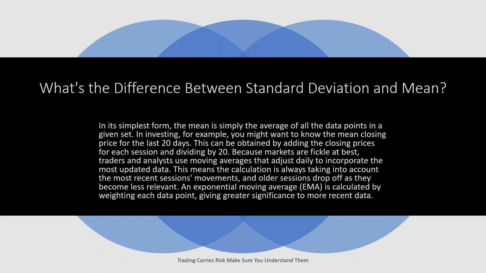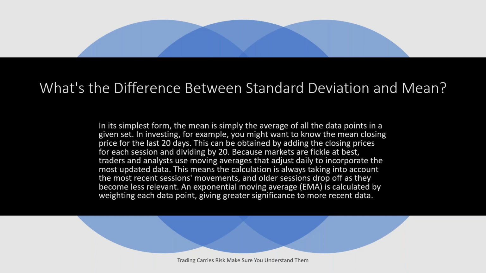In investing, for example, you might want to know the mean closing price for the last 20 days. Or what do we call that? The moving average for the last 20 days. This can be obtained by adding the closing prices for each session and dividing by 20.